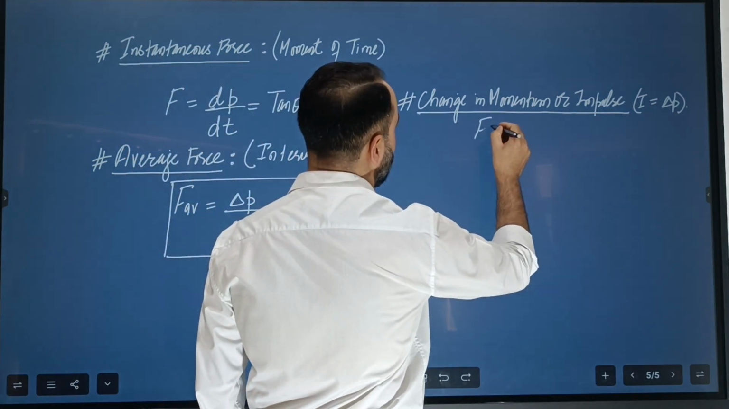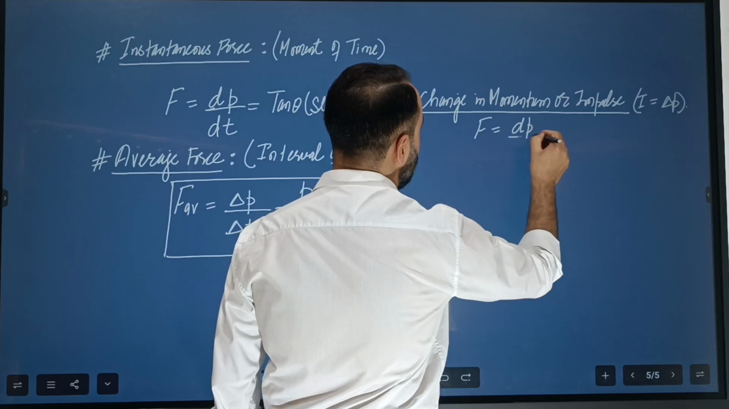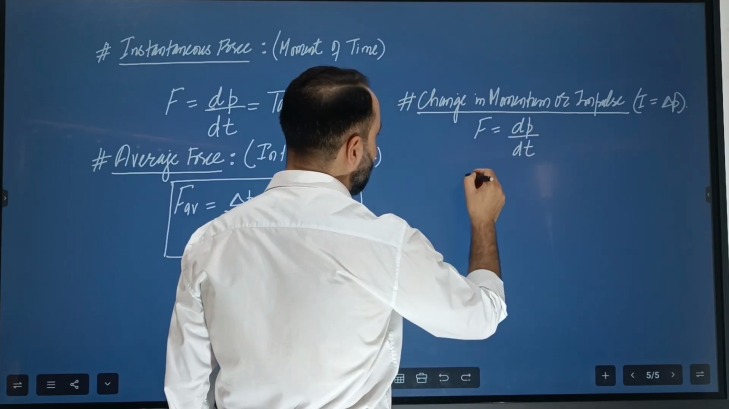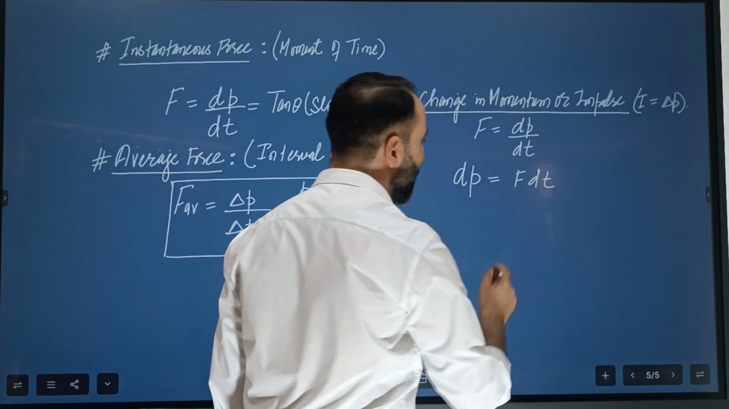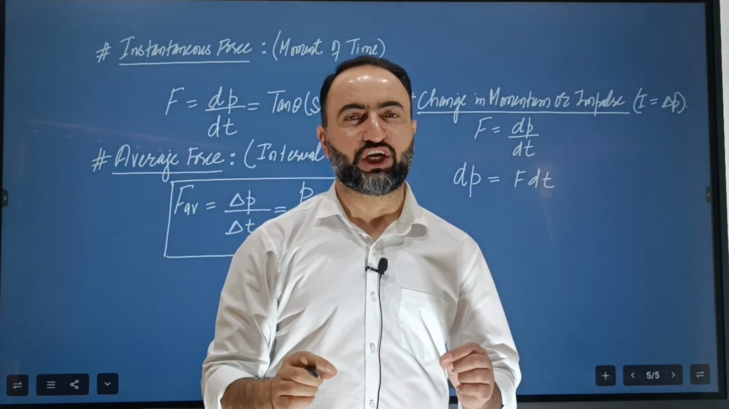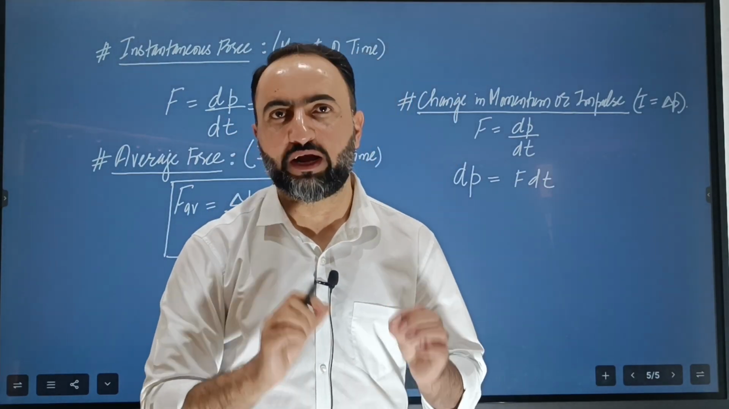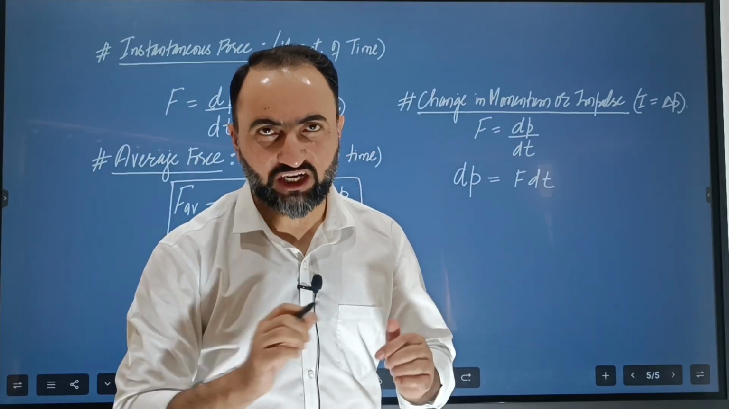That is simply like this. It is F equals dp divided by dt. Easily we can write down like this: dp is equal to F dt. Okay, what is this dp? It's a very small change, a vanishingly small change in momentum. And dt, a very small change in time.